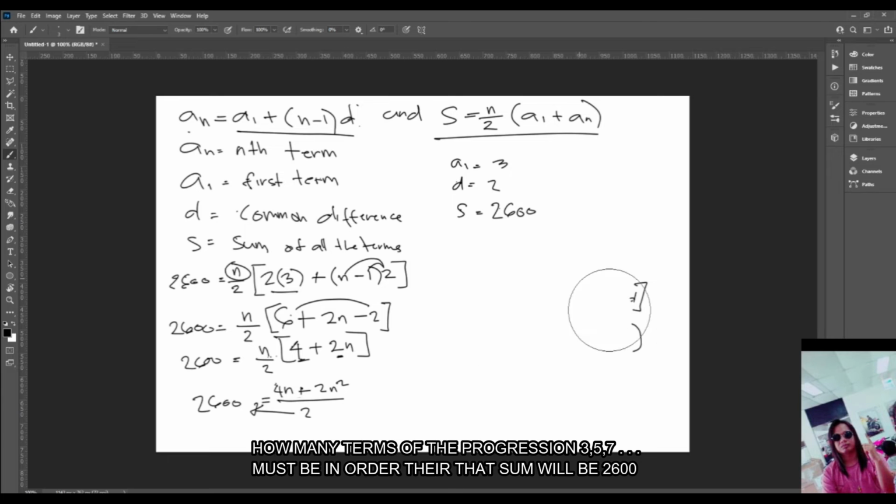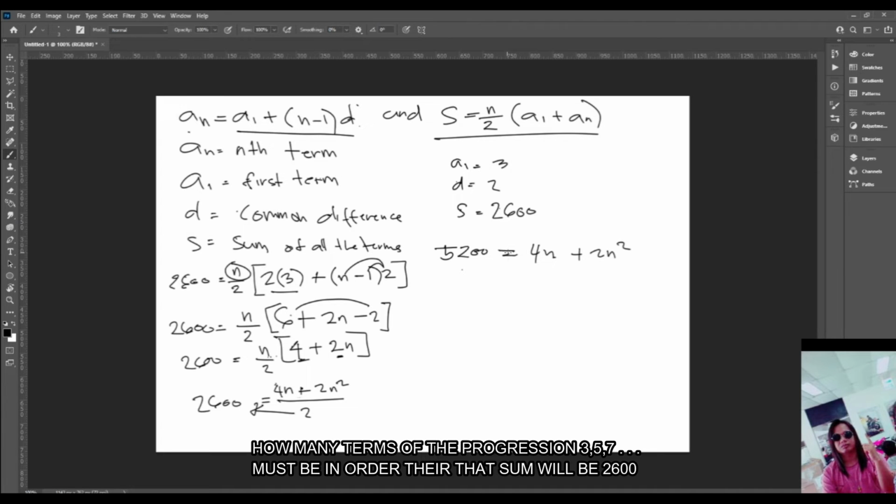Let's erase this. Let's get the calculator here. 2,600 times 2 is 5,200. So 5,200 is equal to 4n plus 2n squared. The difference is 2, so minus 2, minus 2 times 2, 2n minus 4n, n squared over 2.